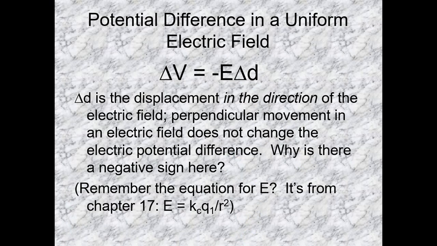Now, the potential difference in a uniform electric field: delta V equals minus E into delta D. Delta D is the displacement in the direction of the electric field. Movement perpendicular to an electric field does not change the electric potential difference. Why is there a negative sign here? Remember the equation of E from chapter number 1: E equals K into Q1 upon R square. K is our proportionality constant. So from this equation we know about the negative sign.